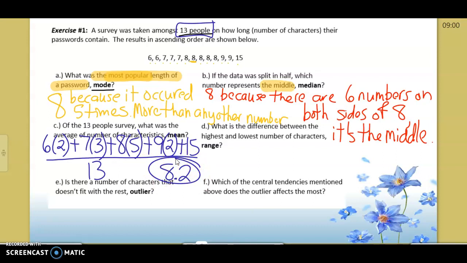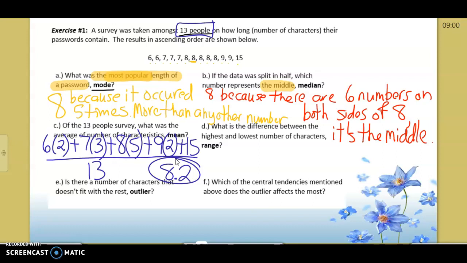There is your mean, or the average. Same way you figure out your grade point average. You take all of your grades, you add all the numbers up, and then divide by the number of assignments that you have.